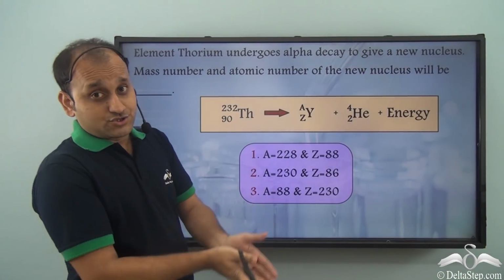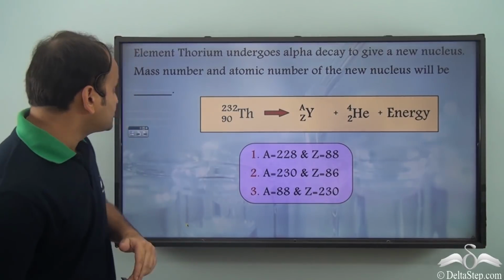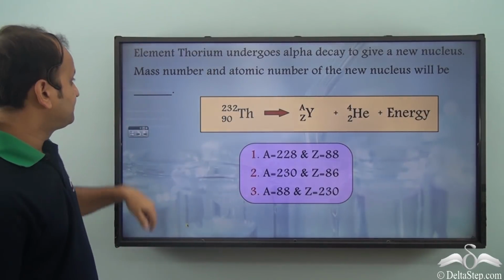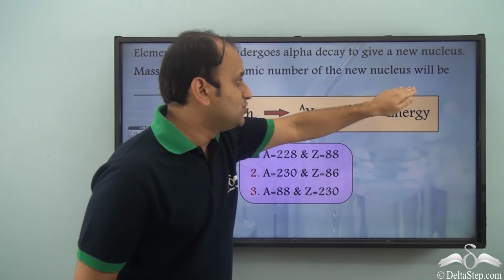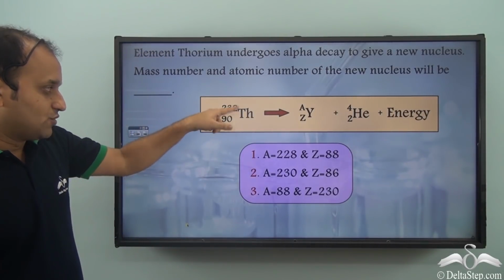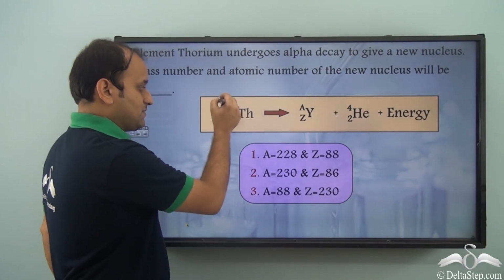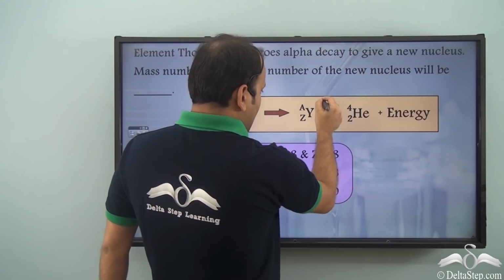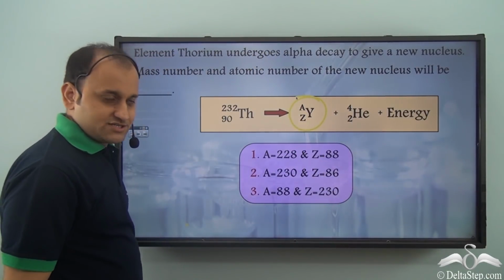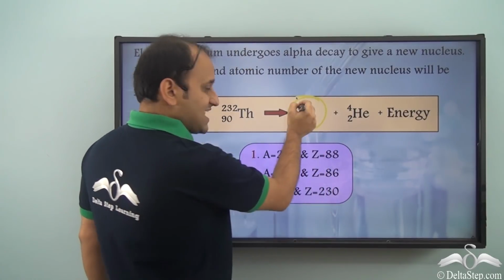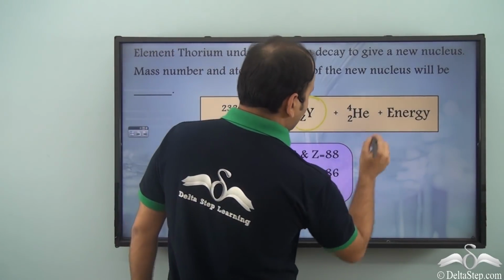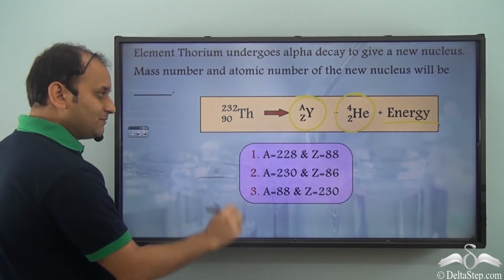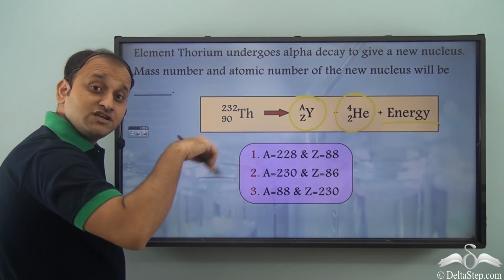So now that you have understood how the calculation works, can you answer this question? Element thorium undergoes alpha decay to give a new nucleus. Mass number and atomic number of the new nucleus will be, so we have thorium whose mass number is 232 and atomic number is 90. Now it gives us a new element whose mass number is A and atomic number is Z. It has also released an alpha particle and energy.